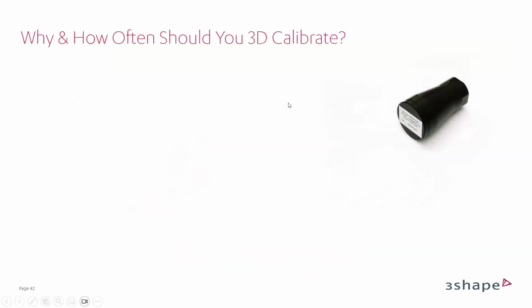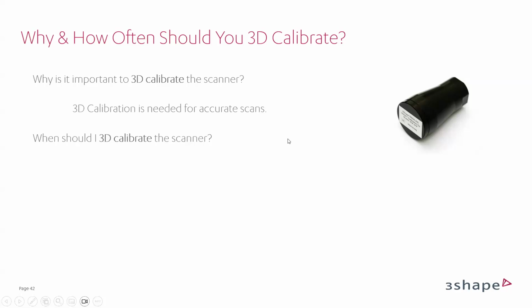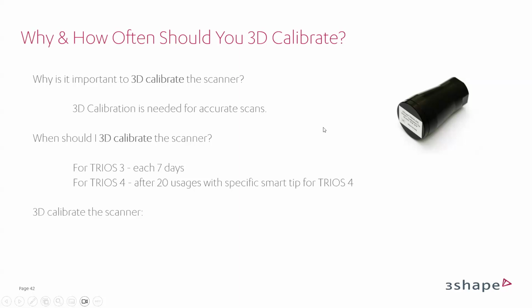The first thing is a reminder: why and how often should we do the 3D calibration? Why is it important for the scanner? You can see that the 3D calibration is needed for accurate scans. When should I 3D calibrate the scanner? For Trios 3, it's every 7 days. For Trios 4, it's after 20 usages with the special smart tip for Trios that is used for the Trios 4 scanner.